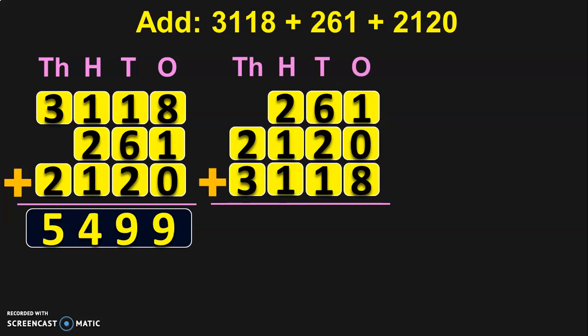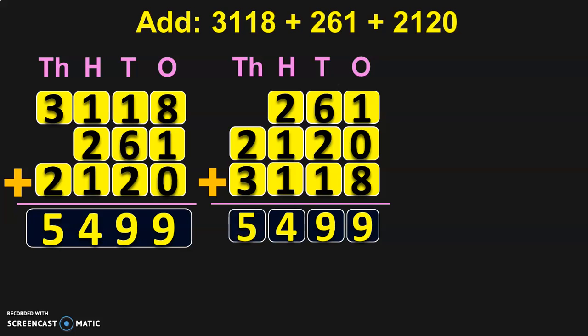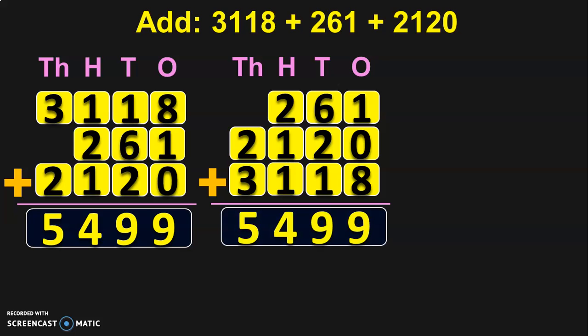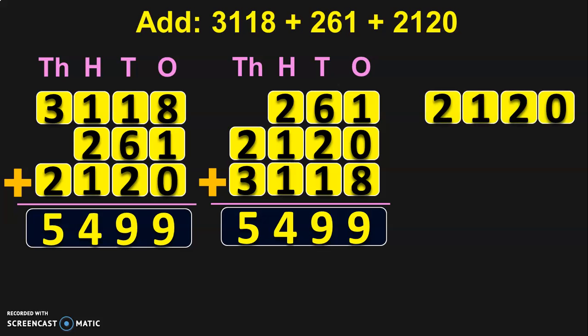Now let us rearrange the order by writing 261 first. Write down the place values and write down the remaining numbers. In ones place you get 1 plus 0 is 1, 1 plus 8 is 9. 6 plus 2 is 8 and 8 plus 1 is 9 in the tens place. In hundreds place, 2 plus 1 is 3, 3 plus 1 is 4. Moving to the thousands place, 2 plus 3 will give you 5. So the sum of the three numbers written in a different order is going to give you the same answer, 5,499.